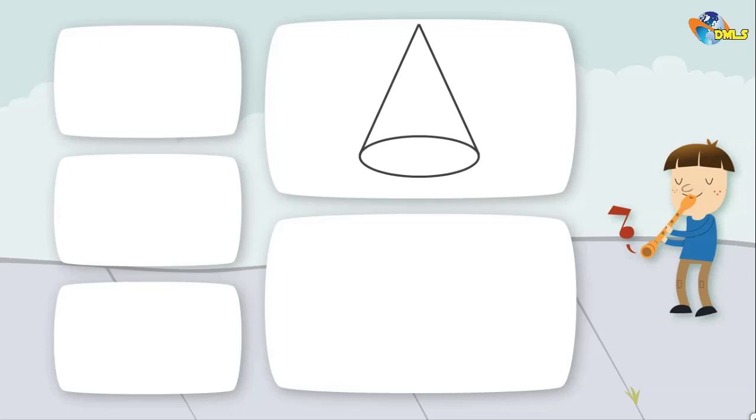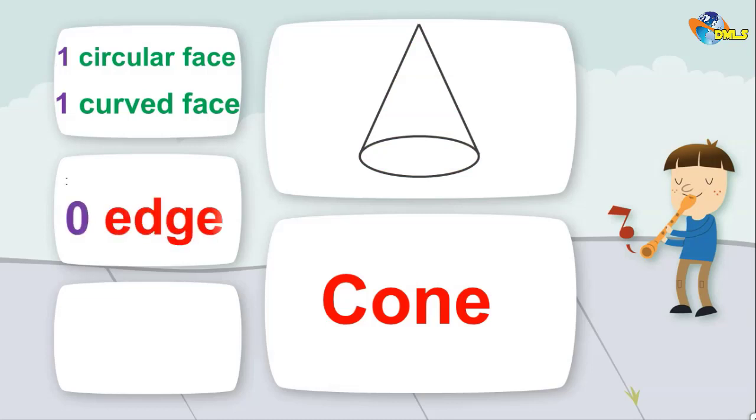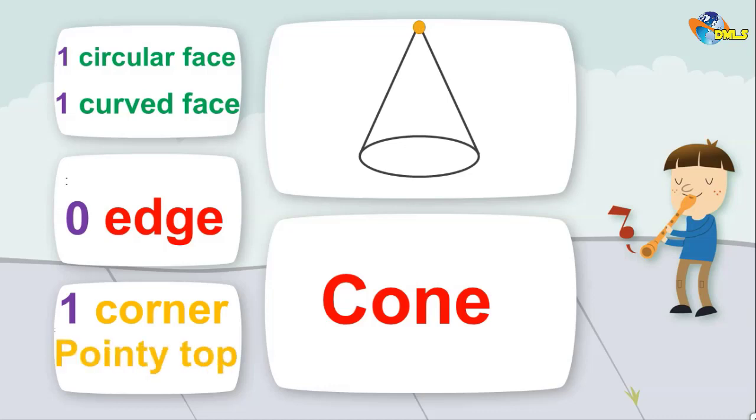This solid is called cone. Cone. Count with me the number of faces. It has one circular face and one curved face. The number of edges, 0 edges. The number of corners, it has one corner, and this corner is called pointy top.